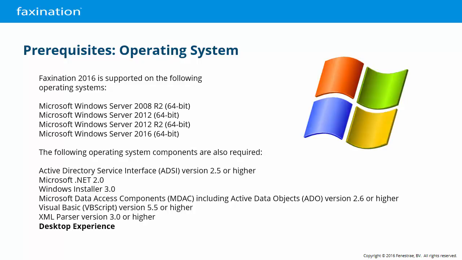Faxination 2016 is supported on Windows Server 2008 R2, 2012, 2012 R2, and 2016. Also, several Windows components are required. Most of these will already exist in a standard Windows Server installation, and you'll be prompted to install any components that are not detected during the Faxination installation. Some document conversion operations require the Desktop Experience feature to be installed, and you'll need to do that manually. Take a look at the Faxination 2016 Getting Started guide for more information.